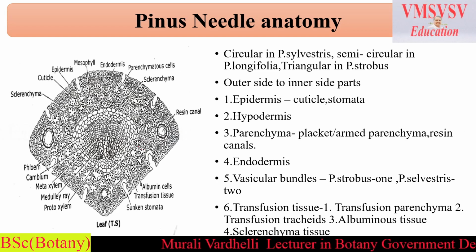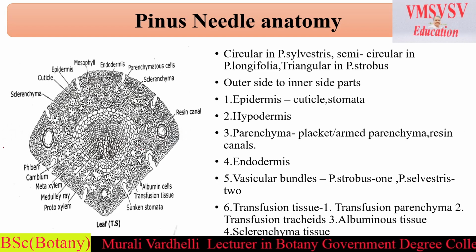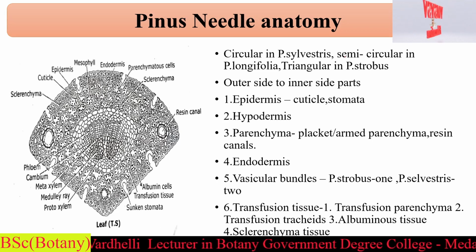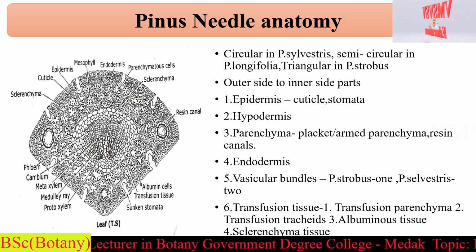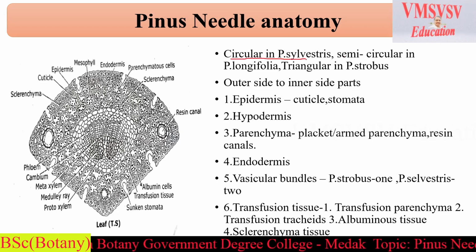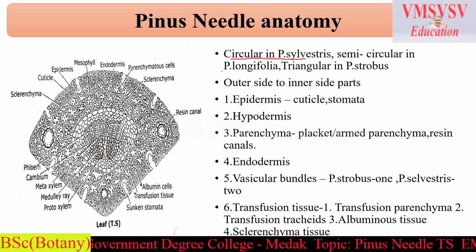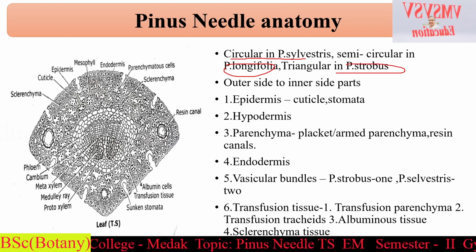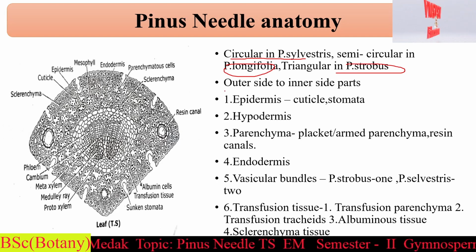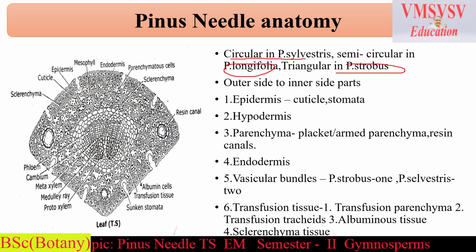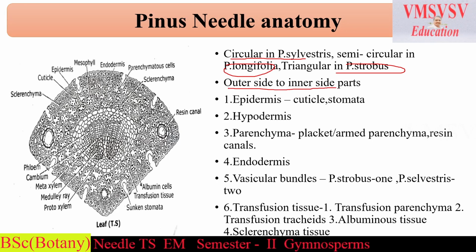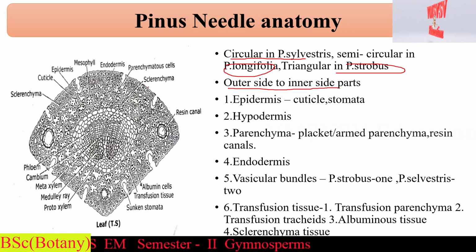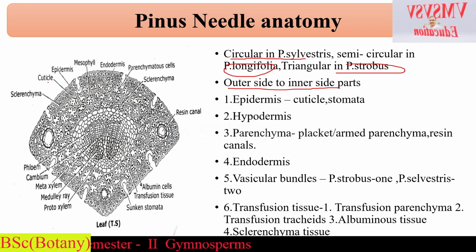In transverse section, the needle can show a circular, semicircular or triangular shape. Circular you can observe in Pinus sylvestris, semicircular in Pinus longifolia, and triangular shape in Pinus strobus. In transverse section of the Pinus needle, you can observe, from outer side to inner side, mainly six types of tissue present.